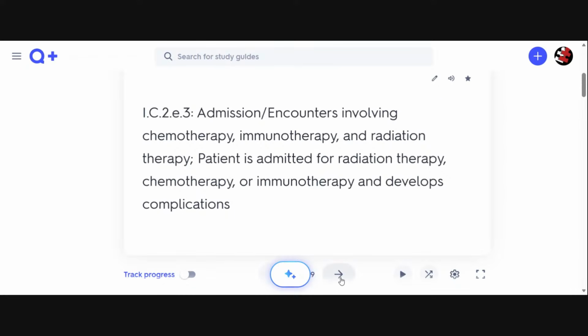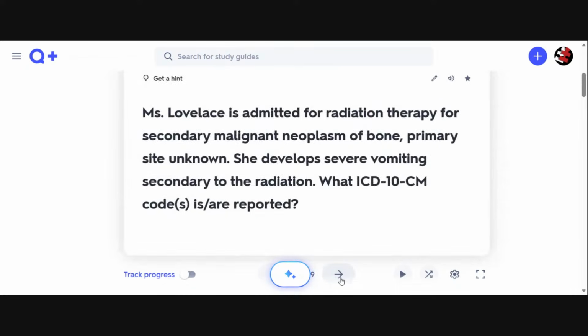And our last scenario for the night, our last section. So we are going to be putting it all together, and now we are going to be selecting our ICD-10-CM codes using that guideline, using those keywords. What code or codes are we reporting for this scenario? I'll give you guys just a few seconds and switch over to the PowerPoint.